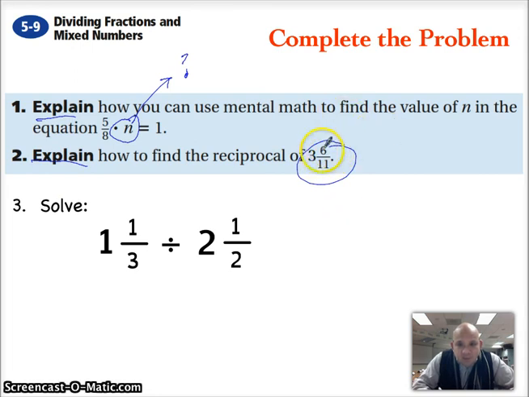The reciprocal of 3 and 6/11 is not 3 and 11/6. That's not the reciprocal. You're going to have to find the reciprocal.